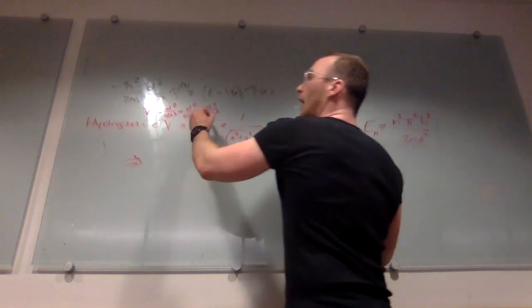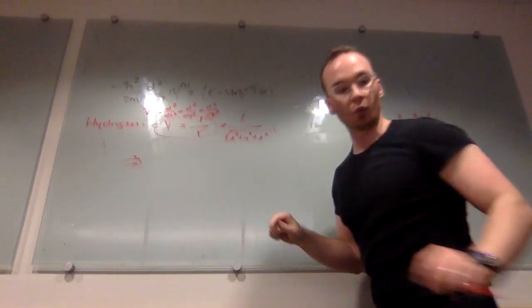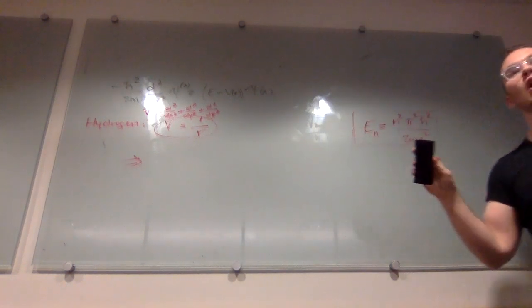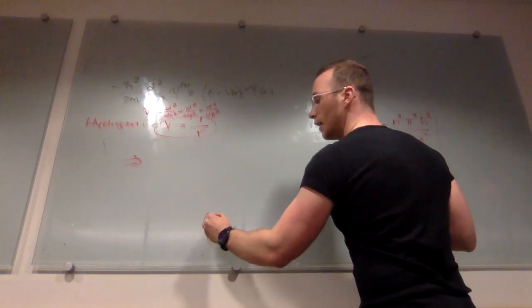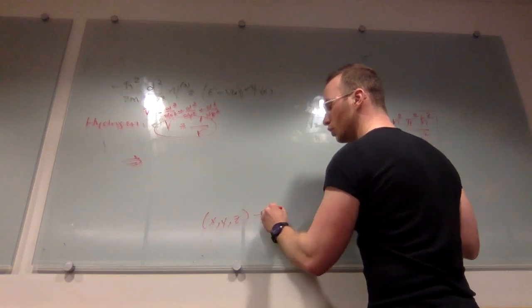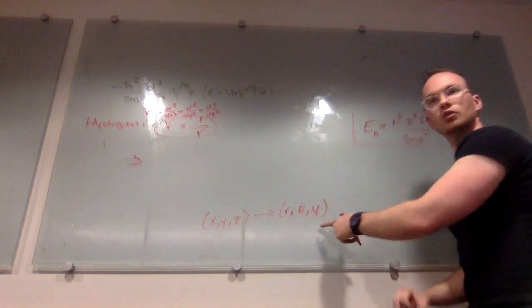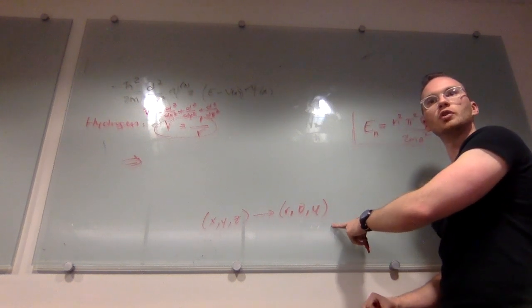Now, to do a hydrogen atom where we have 1 over R, where R is the distance from the origin in 3 dimensions, we actually have to go from X, Y, Z to a different coordinate system: R, theta, phi. This is spherical coordinates. Have you used this before?